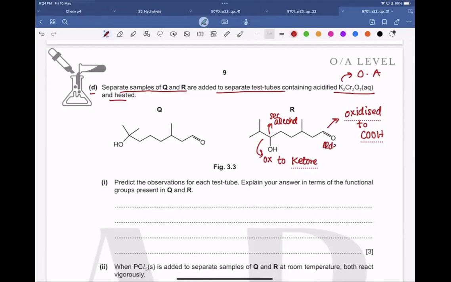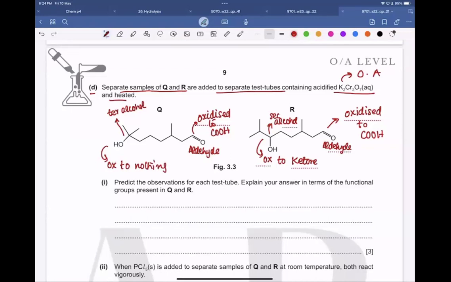And what was this? It was an aldehyde. This one is an aldehyde as well. It is also going to oxidize to carboxylic acid, right? And this one, if you see, it's a tertiary, isn't it? So this tertiary alcohol is going to oxidize to nothing. It stays the same because tertiary alcohol doesn't oxidize.